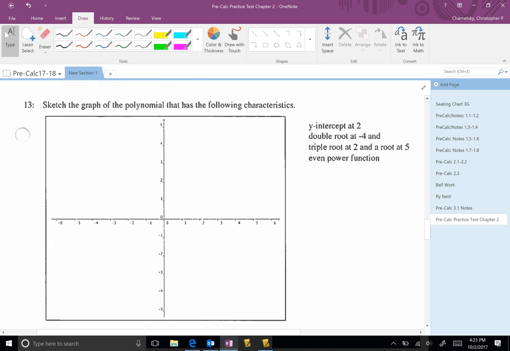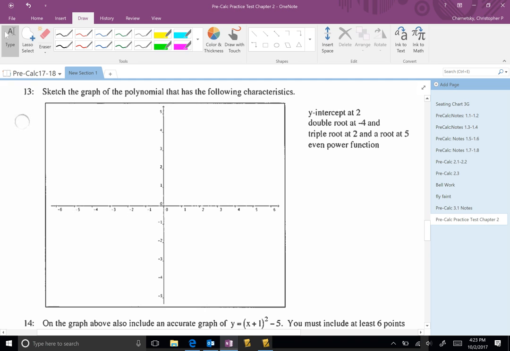Okay. Number 13. We're going to sketch given certain characteristics here. So we have a y-intercept at 2. We have a double root at negative 4. So I'm just going to mark that there, with a little 2 to remind me that's a double root. We have a triple root at positive 2. And we have a single root at 5.